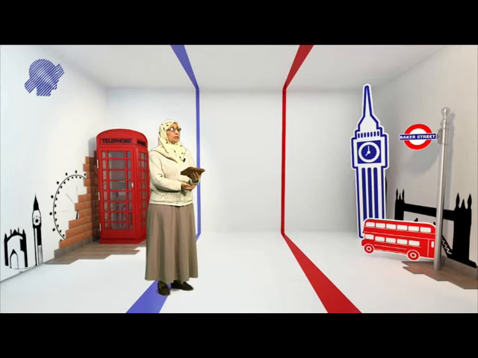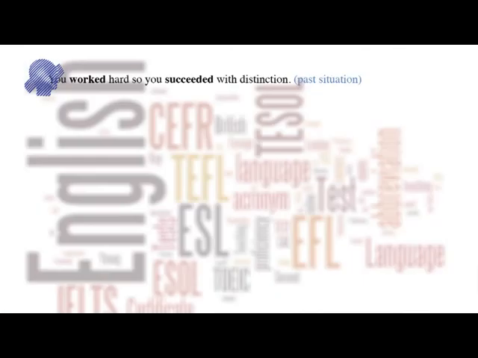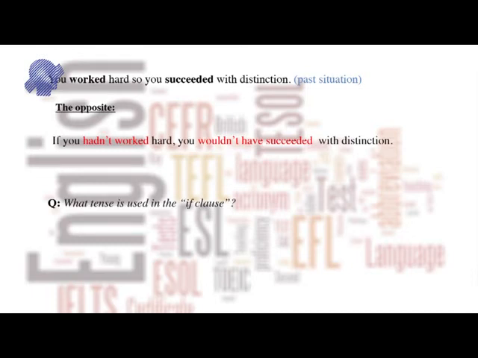Study the following sentence. You worked hard, so you succeeded with distinction. As you can see, this is a past situation. Now let's suppose the opposite. If you hadn't worked hard, you wouldn't have succeeded. What tense is used in the if clause this time? Right, this time we have the past perfect tense in the if clause.